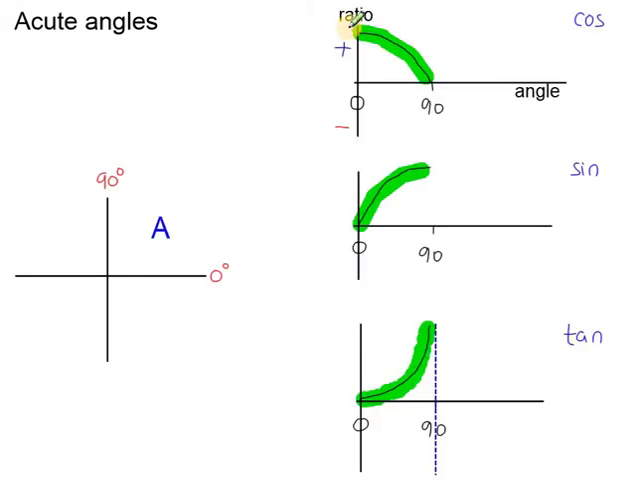On these graphs we have the trig ratio on the vertical axis and angles on the horizontal axis. And for acute angles, so angles between 0 and 90 degrees, we can see that the cosine, sine and tan ratios are all positive because the graph is above the x-axis. So between 0 and 90, in the first quadrant, all of the ratios, that's what the A stands for here, that's cos, sine and tan, give you a positive ratio.